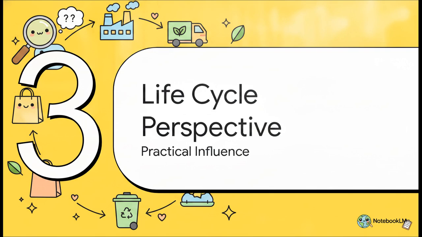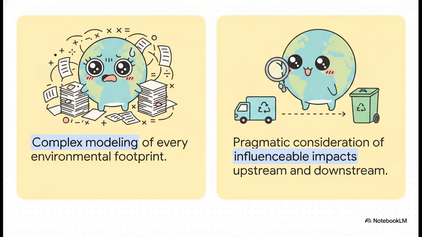On to Section 3, Demystifying Life Cycle Perspective. Practical influence, not complex science. I know this concept gives organizations and auditors a ton of anxiety, so let's just break it down. The standard makes a super crucial distinction for us here. A life cycle perspective is not, I repeat, is not a full life cycle assessment. You absolutely do not need to demand complex, scientific, quantitative modeling of every single environmental footprint to confirm conformance. Annex A3 points us towards something way more pragmatic. It's just about considering the upstream and downstream impacts the organization can actually influence. So think practical reach, not complex science.